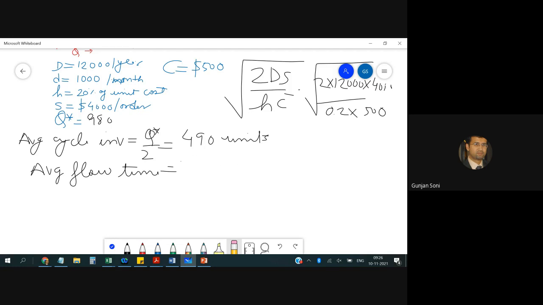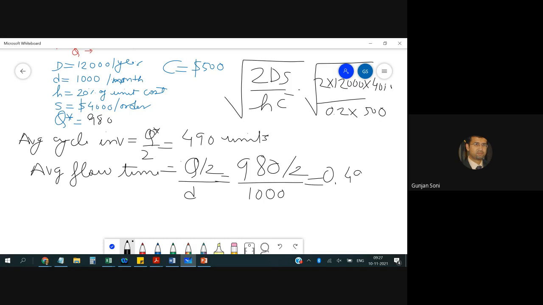So average flow time, as we have seen earlier, is going to be Q by 2 divided by D. That is your demand rate. So 980 divided by 2, and D is your 1000. So you get it as 0.49 per month, right?